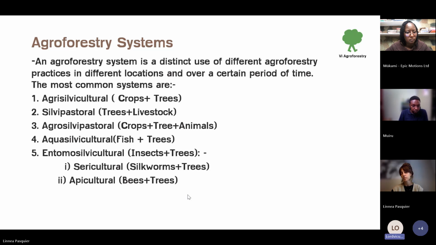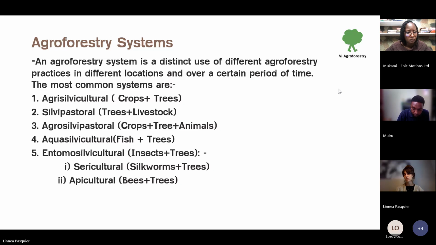Then aquasilvicultural is where the farmer has got a fish pond, but they also grow trees around the pond. And in most cases, these are leguminous trees which are planted around the pond so that the leaves can fall within the pond, and the leaves are fed on by the fish.